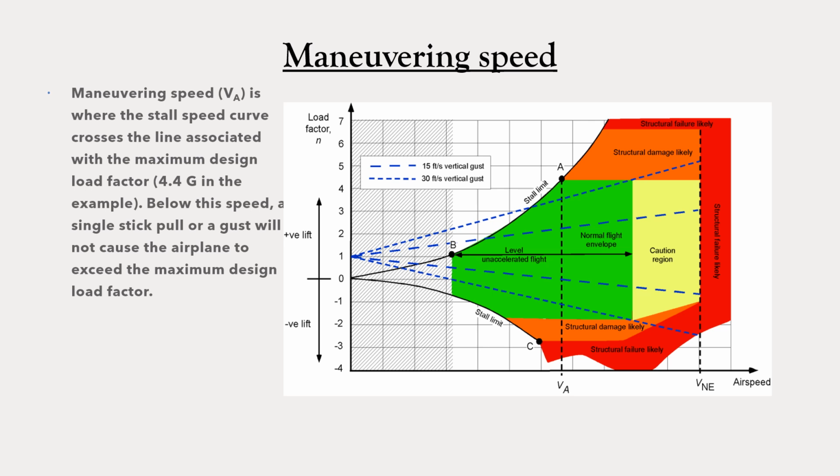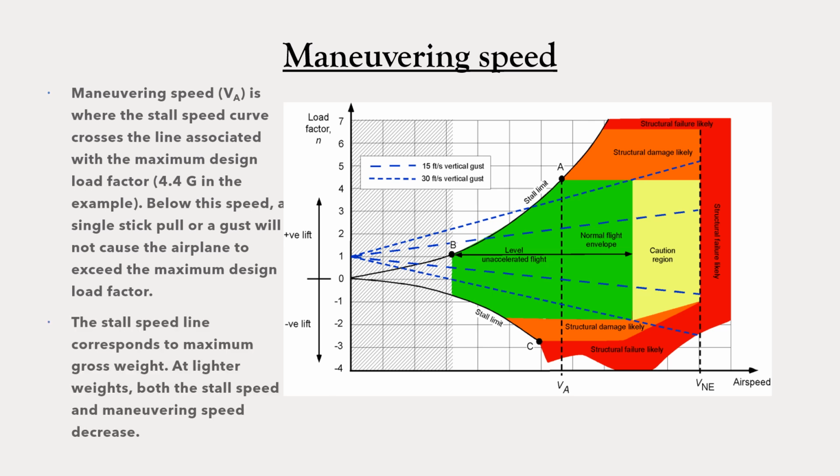So if you're operating below maneuvering speed, a single pull on the stick will not cause the airplane to go over its maximum certificated load limit. So below that line, you're much more safe from unexpectedly exceeding the load limit on the airplane.